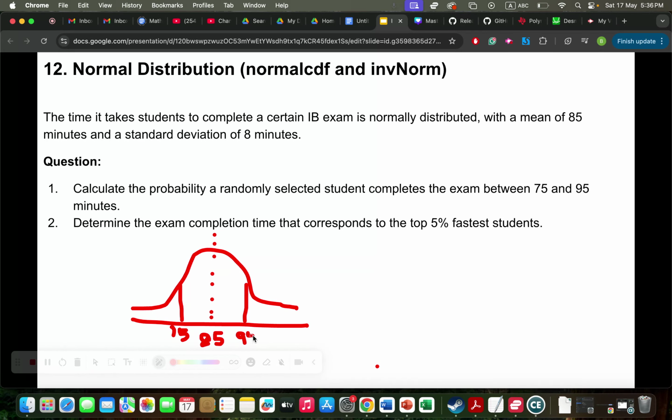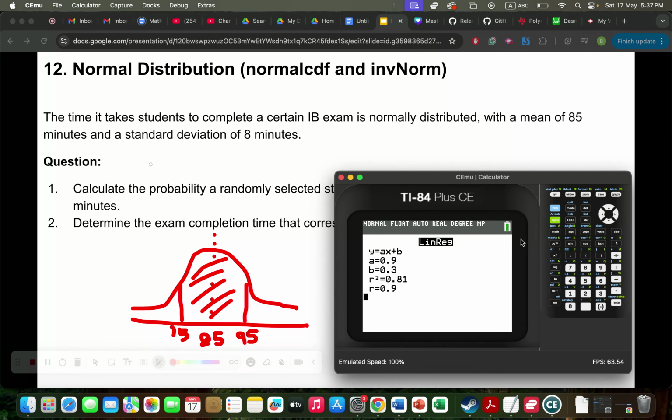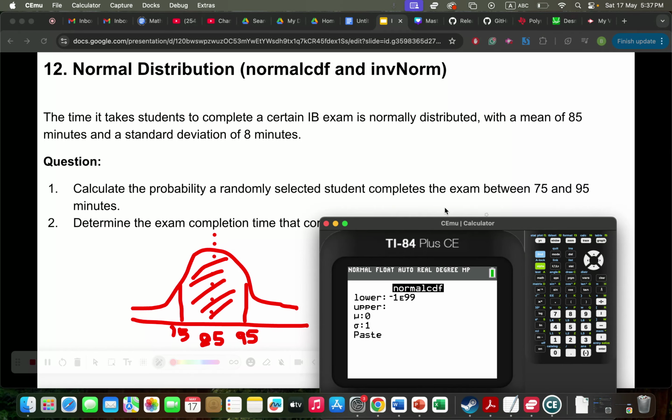What I want to find is the area of this graph, which is basically this part, which gives me the probability that a student completes the exam between these two time frames. So again, we want to use the calculator to do this. What we could do is go to second vars, and then choose normal CDF. When you choose this function, it allows you to put in the boundaries of the scores that you're trying to find the probability for, which is between 75 and 95 minutes.